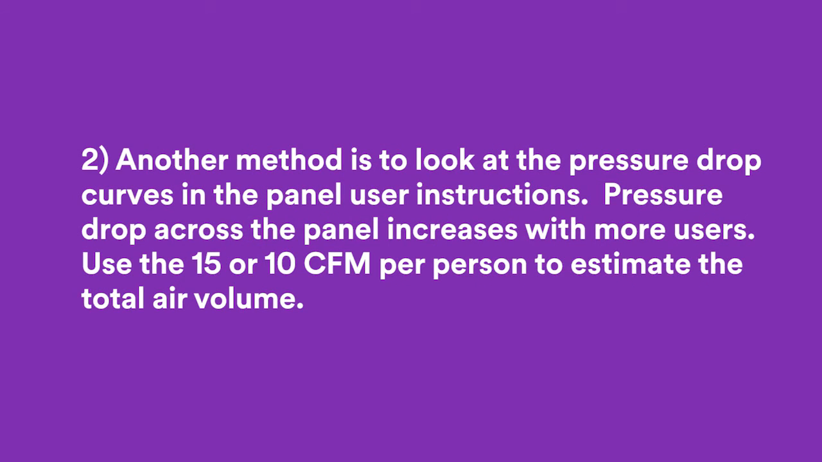Another method is to look at the pressure drop curves in the panel user instructions. Pressure drop across the panel increases with more users. Use the 15 or 10 CFM per person to estimate the total air volume. For example, 3 loose-fitting respirators may consume a total of 45 CFM.